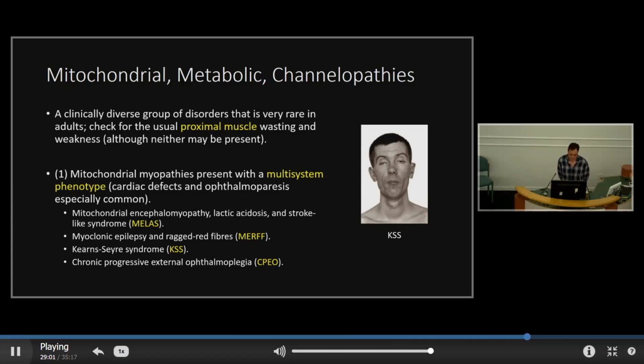There's another one called MERRF, or myoclonic epilepsy and ragged red fibers. There's a KSS, or Kearns-Sayre syndrome, and CPEO, chronic progressive external ophthalmoplegia. I'm not sure how useful it is to know all these different illustrious words and descriptions, but just know that there are certain mitochondrial myopathies. If you have what looks like a very strange and complex myopathy in a young person, then it's worth thinking about these things.